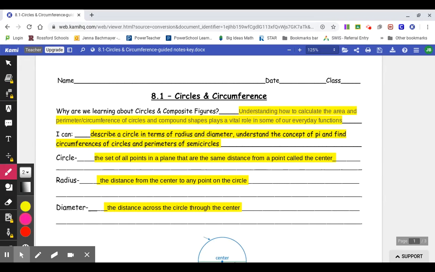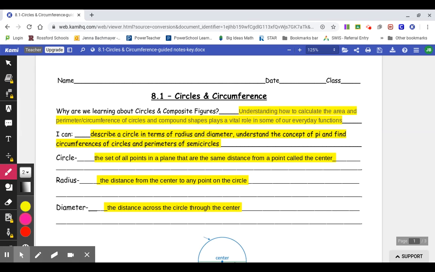Hi guys, today we're going to look at 8.1 circles and circumference notes. So why are we learning about circles and composite figures? We need to understand how to calculate the area and perimeter or circumference of circles and compound shapes, which plays a vital role in some of our everyday functions.